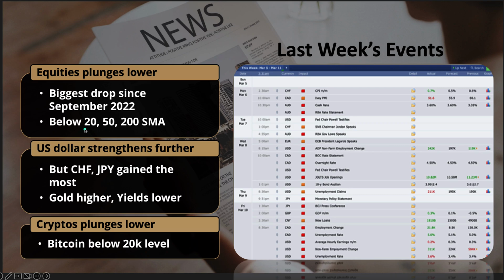Now, in the currency market, we've seen all the big movements happen, not just in the dollar, but look at the Swiss franc and yen. They actually gained the most this week. So we have a lot to unpack between what's going on in the US dollar, the bond market, and what the other currencies are telling us. Gold was higher and the yields were lower.